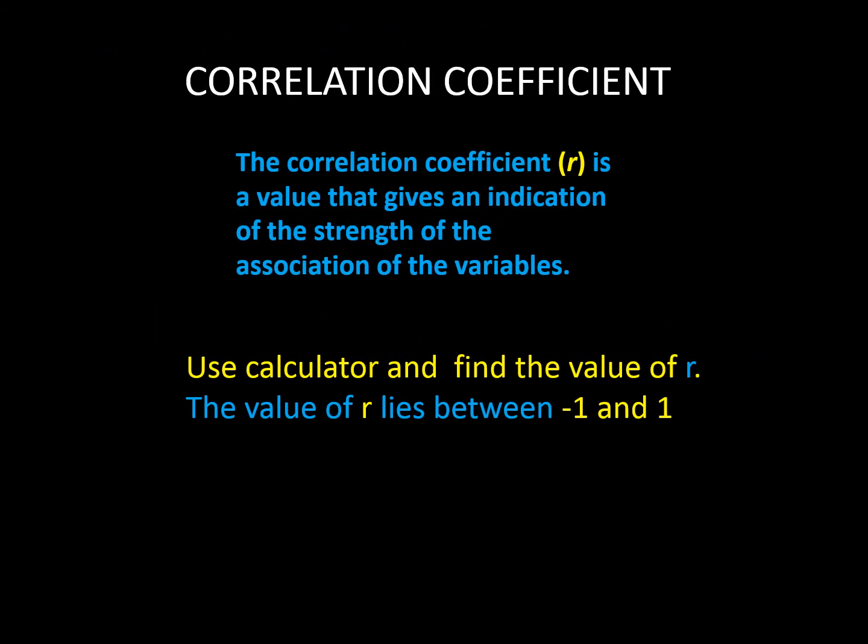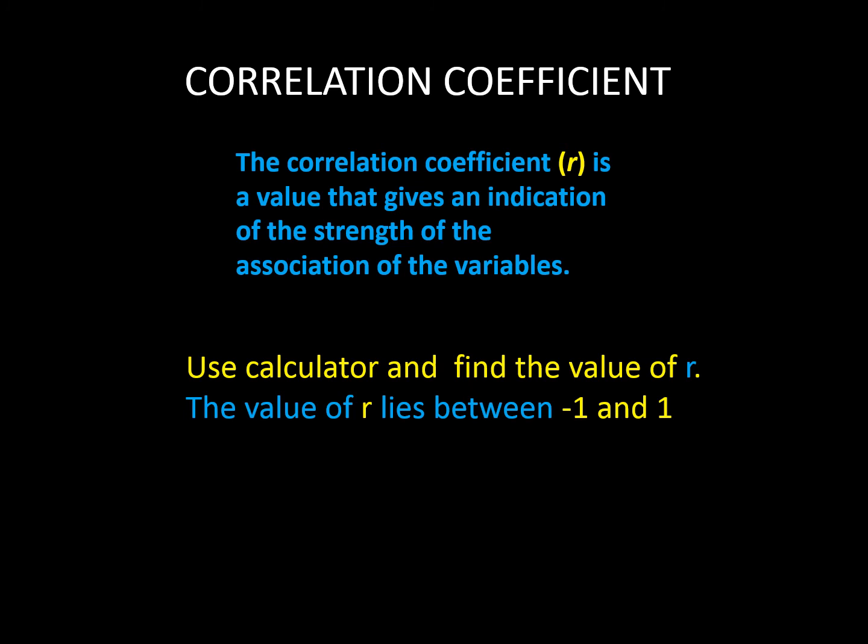Now, correlation coefficient, another small part of your grade 12. Correlation coefficient. You can see the letter R. It is the value that gives an indication of the strength of the association of the variables x and y. How strong are they? Are they close? Are they apart? So the variation, we just get an indication.